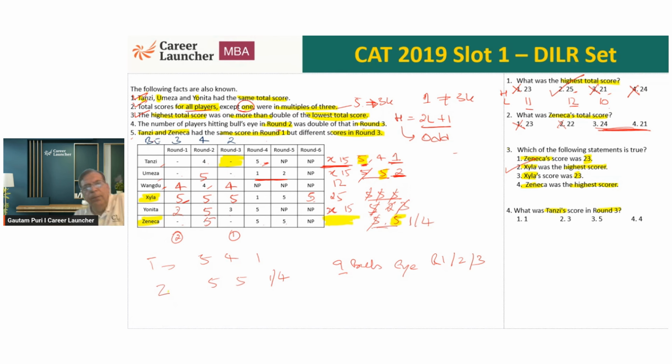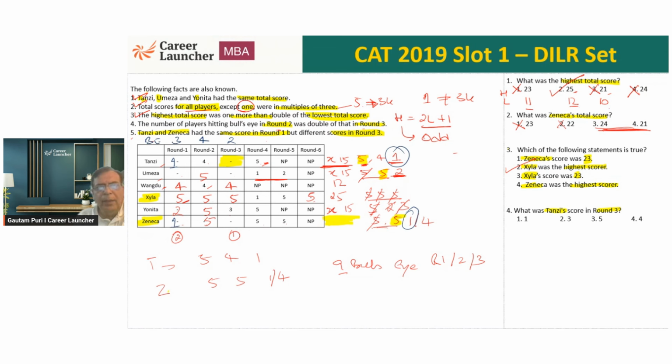Now, look at statement 5 also. Tanzi and Zeneca had the same score in round 1 but different in round 3. Okay. So, if Tanzi and Zeneca have the same score in round 1, can they be 5? Yes. They can be 5 also. Or they could be 1 also. Okay. So, let me start by saying, what if Zeneca and Tanzi both have 1 point in round 1? Same in round 1.